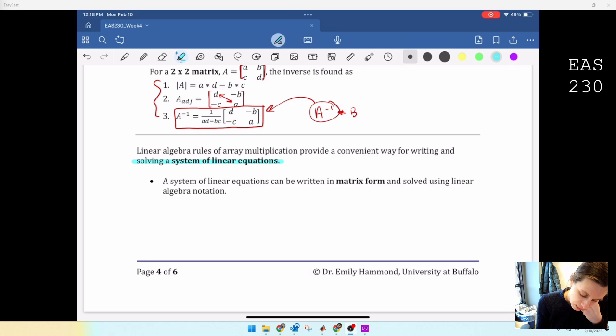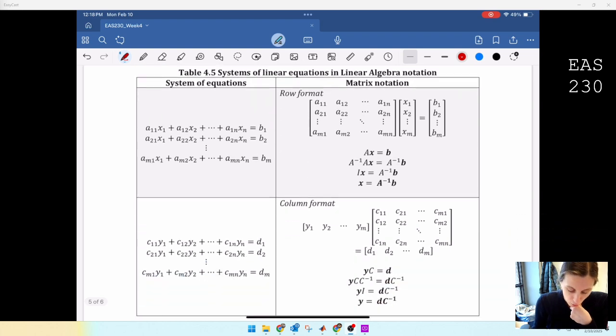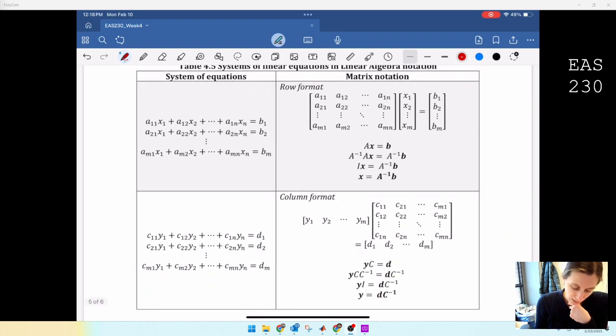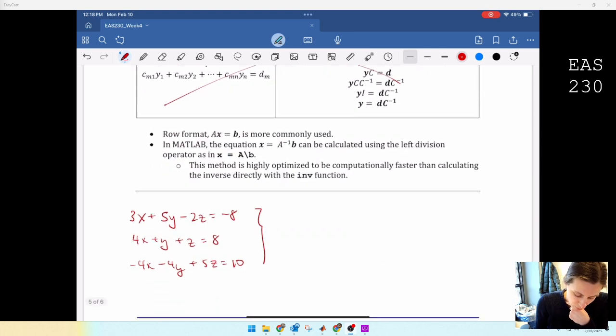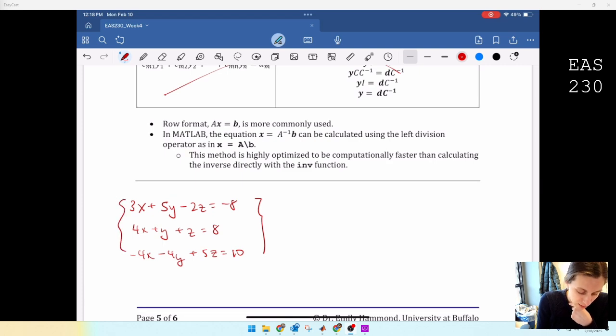And it turns out a system of linear equations can be written in matrix form, which means we can solve them using linear algebra notation. So here's two different ways to write a system of equations in matrix form. We're going to skip over column format because column format isn't used as often as row format. So here's a system of equations. You might also see it, might be more familiar with it like this. Hopefully you've seen system of equations before. You should have learned it in math.